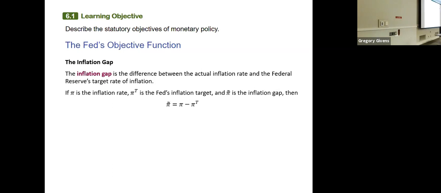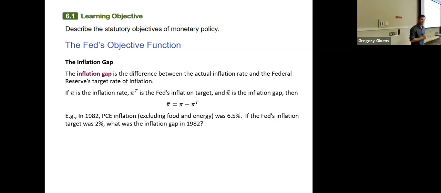Again, I'm going to try to stick to this notation throughout the rest of the semester. So lowercase y tilde is the output gap, and pi is going to be the Greek variable that I use to denote inflation. In 1982, PCE inflation, that is core inflation, excluding food and energy, was 6.5%. The Fed's inflation target was 2%. So what's the inflation gap in practice? 6.5% minus 2% gives us a 4% inflation gap.